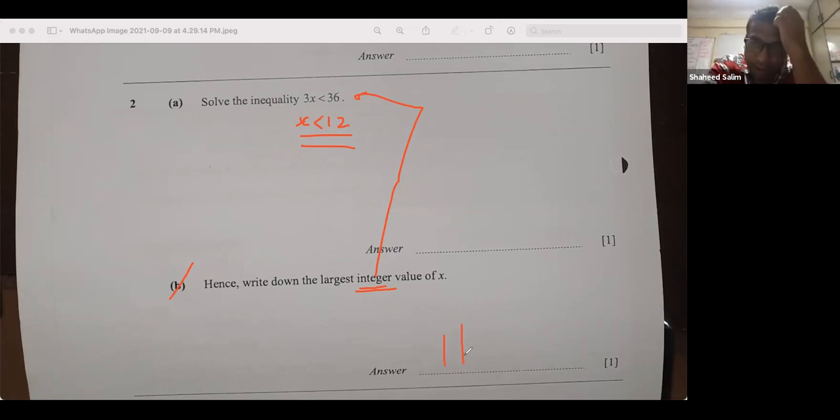Let's say I have a brother. He's younger than 12 years old. I ask you, what's his age? You say 12. No, I say younger than 12. So 11. The biggest possible answer is 11. Okay, I need to give you another question, because I think we need to make sure we practice this carefully.